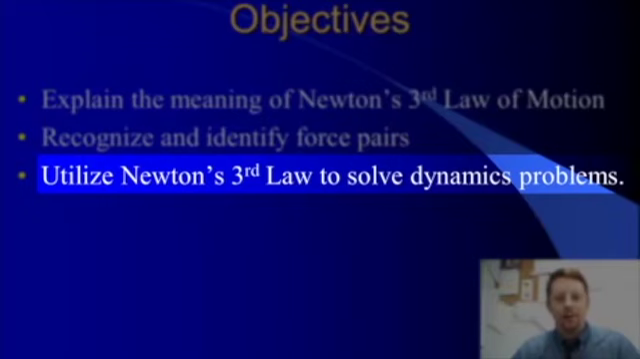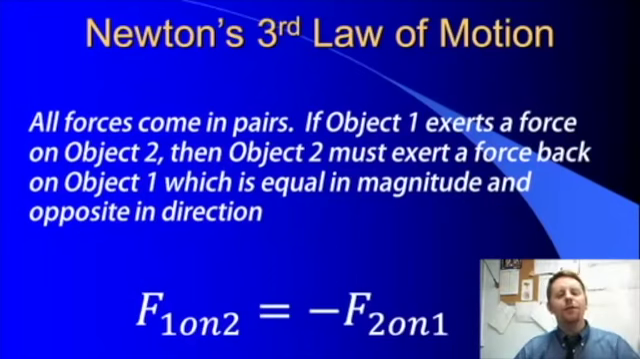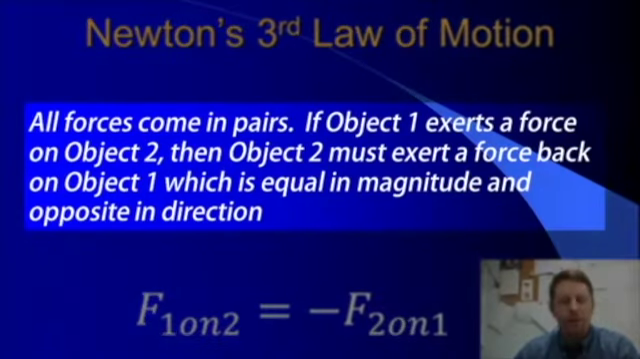So to begin with, Newton's third law of motion states that all forces come in pairs. If object 1 exerts a force upon object 2, then object 2 must exert a force back on object 1. And the force that it exerts back is exactly equal in magnitude, or size, but in the opposite direction.